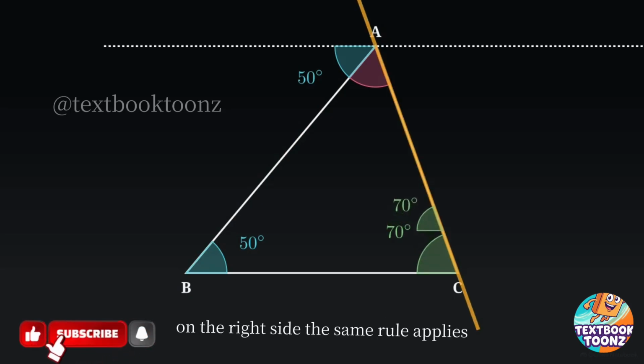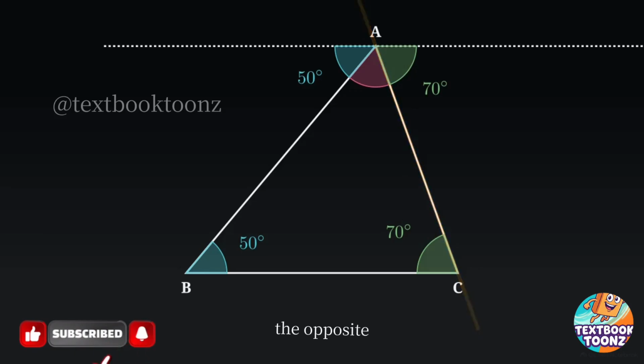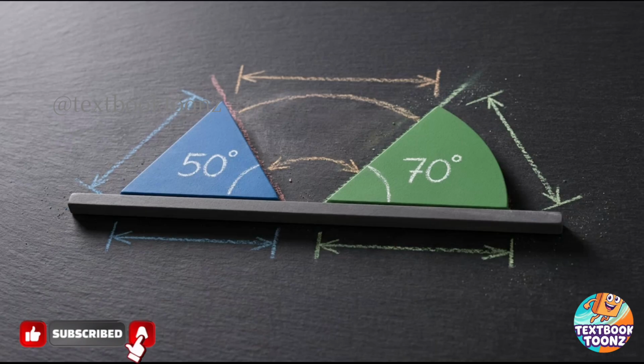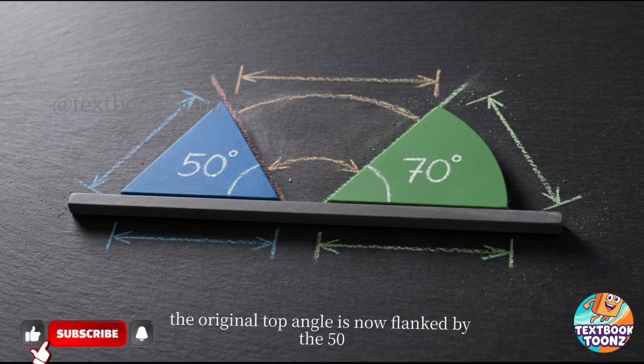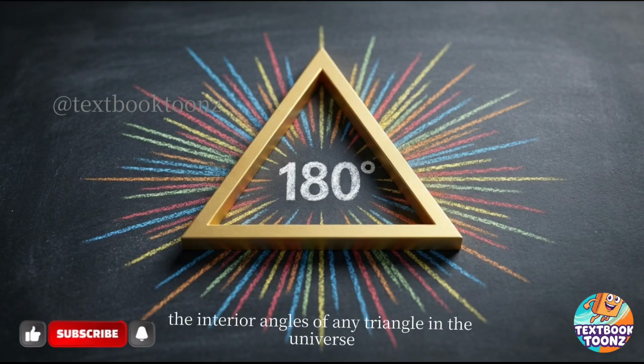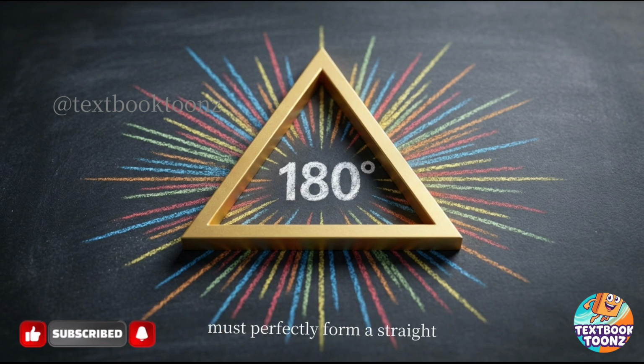On the right side, the same rule applies. The opposite alternate interior angle must be 70 degrees. The original top angle is now flanked by the 50 degree and 70 degree angles. All 3 sit on a single flat line. This proves the interior angles of any triangle in the universe must perfectly form a straight 180 degree line.